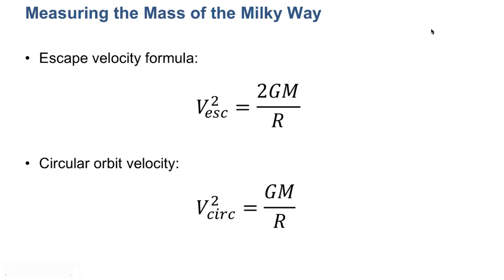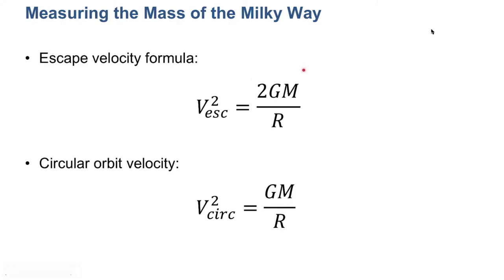The circular orbit velocity is a very similar concept. This is how fast you have to be moving to orbit something in a perfect circle. And it's very similar to the escape velocity formula. The circular velocity squared is GM over r. In fact, it's just missing that factor of 2 that we have in the escape velocity.